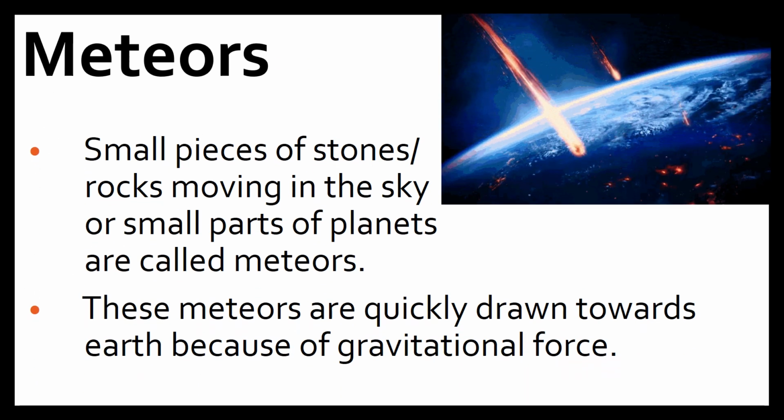Students, have you ever seen a streak of light in the night sky? Yes. Sometimes it appears that a star is falling from the sky at night. Actually, stars do not fall. Small pieces of stones and rocks moving in the sky, or small parts of planets, are called meteors. These meteors are quickly drawn towards Earth because of gravitational force.